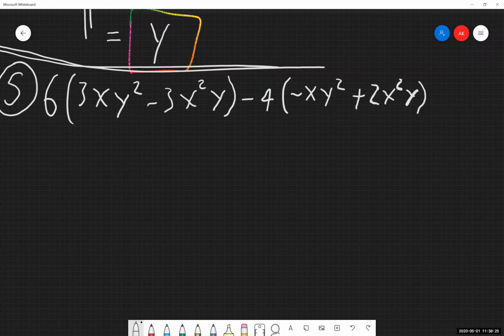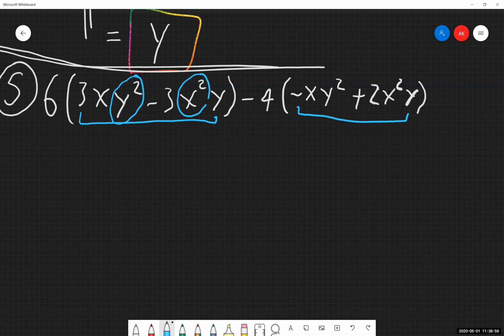We look inside each set of parentheses first and say, can I combine like terms here? Can I combine like terms here? Now, the first set of parentheses, the variable parts are xy squared and x squared y. Well, they both have an x, they both have a y, and they both have a squared term. The problem is, in the first term, it's the y that's being squared, and in the second term, it's the x that's being squared. So these two variable parts are similar to one another, but they are not identical.